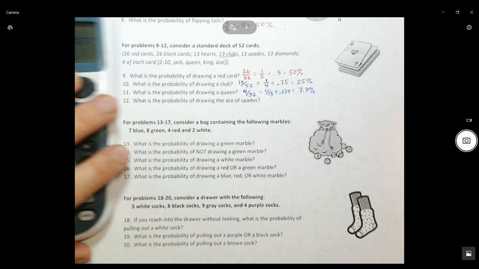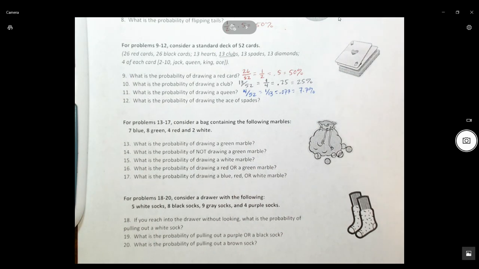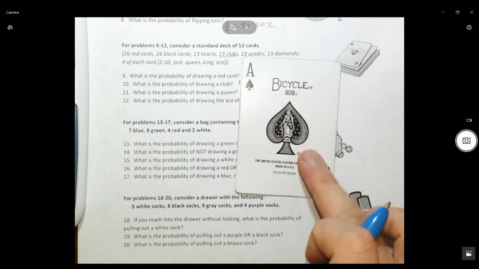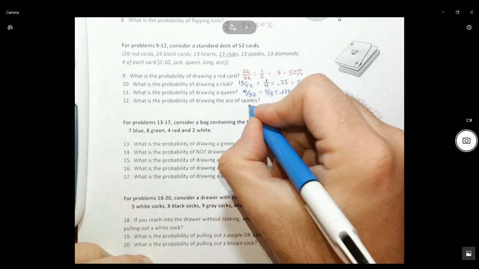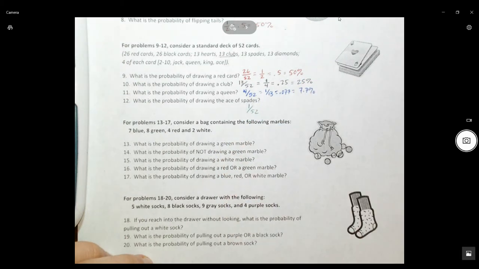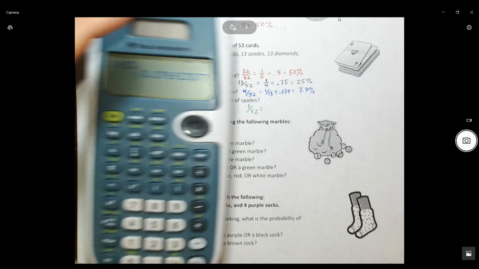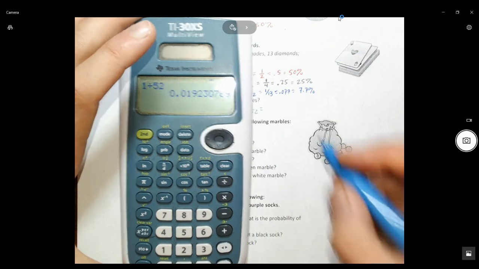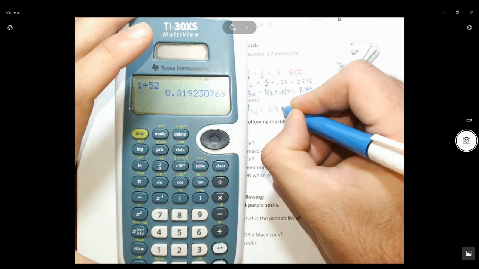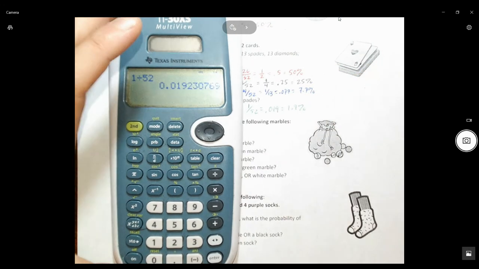Okay, last one. What is the probability of drawing the ace of spades? So the ace of spades is a very specific and popular card. It looks like this. There's only 1 ace of spades in every deck of cards. Alright, so when I go to find this as a probability, there's only 1 out of the 52 cards, which is an ace of spades. So 1 out of 52. Cannot simplify anymore. It's already simplified. But I also will need the calculator. 1 out of 52 is about 0.019, which is about 1.9%.